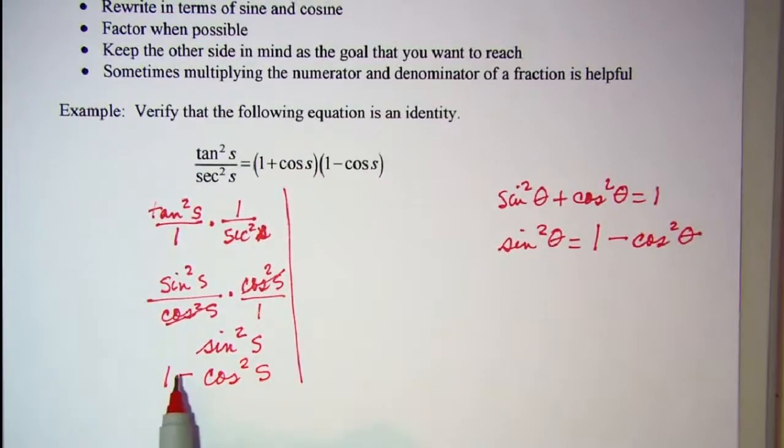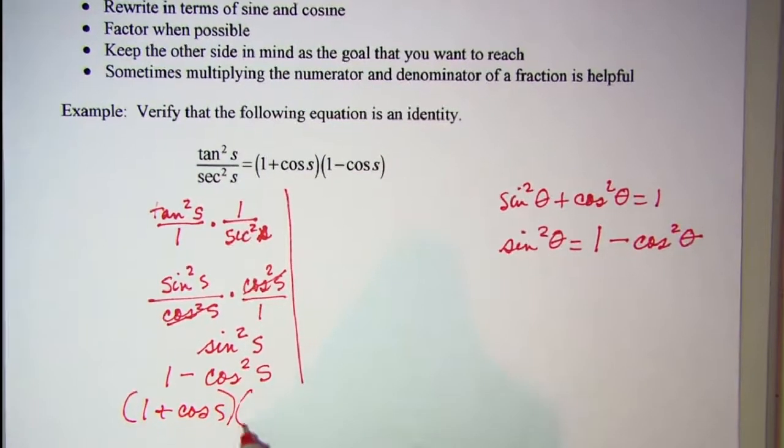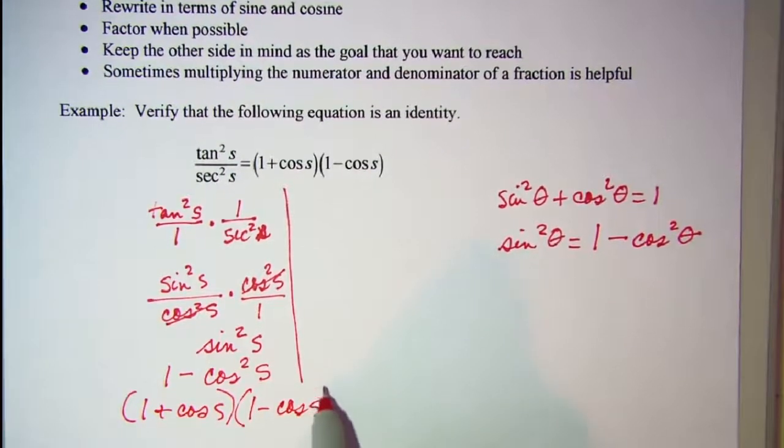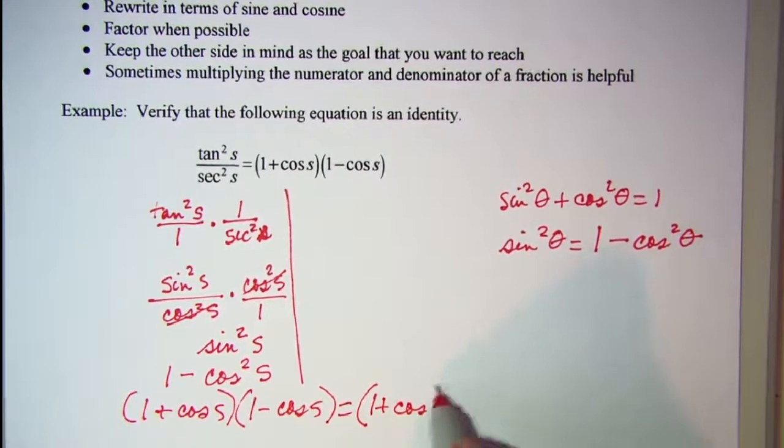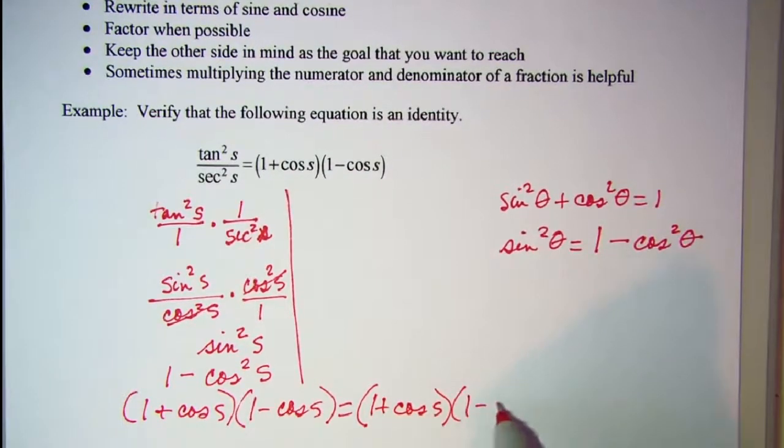And then this is the difference of two squares, so I know that it factors. And I have 1 plus the cosine of s and 1 minus the cosine of s. And that's equal to the right-hand side, which was 1 plus cosine of s times 1 minus cosine of s.